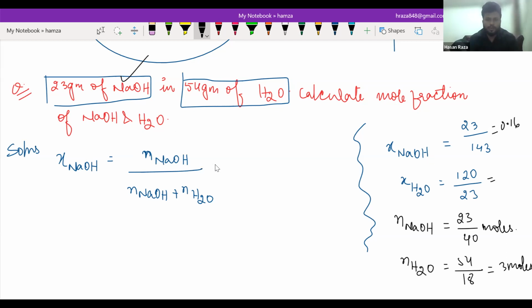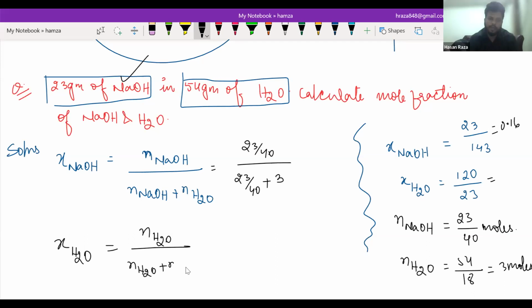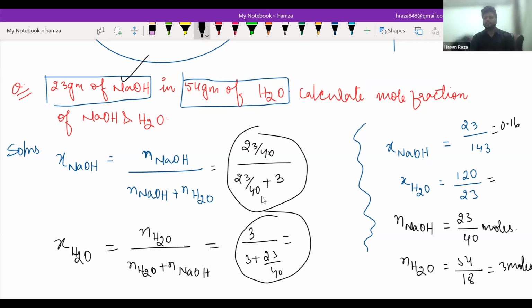See, number of moles of NaOH has a value 23 by 40, and again 23 by 40 plus number of moles of H2O, 3. And mole fraction of H2O, number of moles of H2O, it will have a formula, again number of moles of H2O plus number of moles of NaOH. Again, what is the number of moles of H2O? H2O has number of moles 3 upon 3 plus 23 by 40. Again, can you calculate it, Nora?